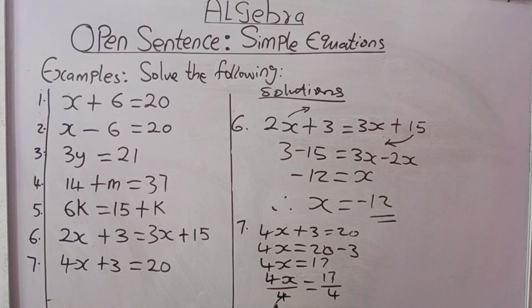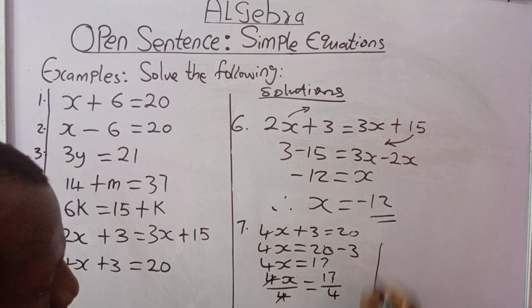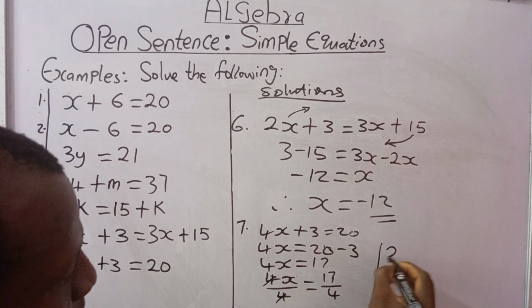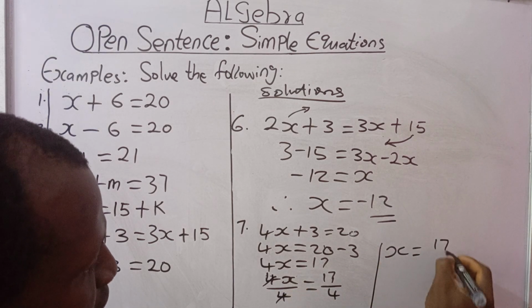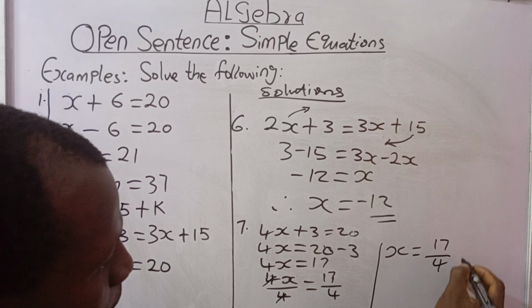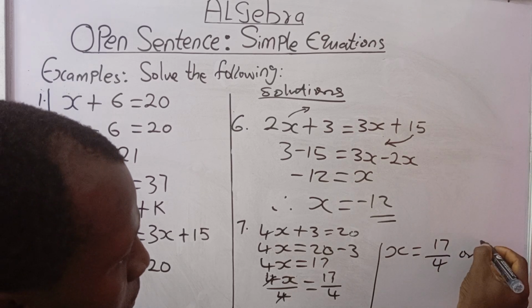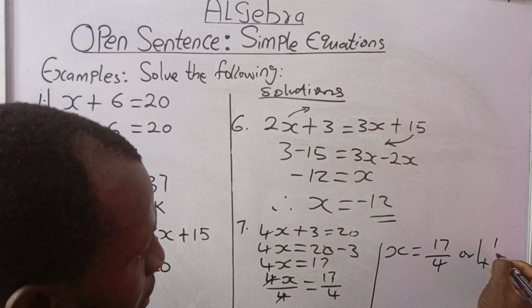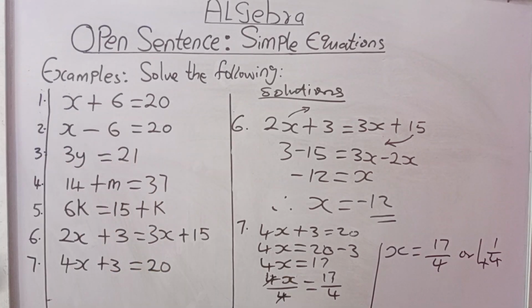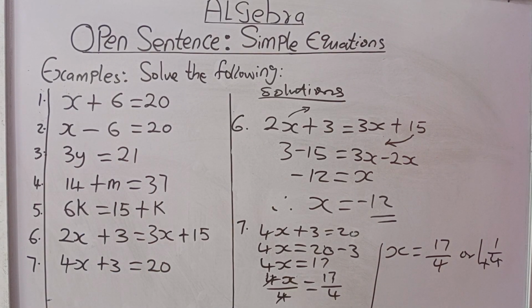Then 4, we cancel out 4. Then what do we have? x will now be equal to 17 over 4, or that will become 4 whole number 1 over 4. That is the answer to this particular one.